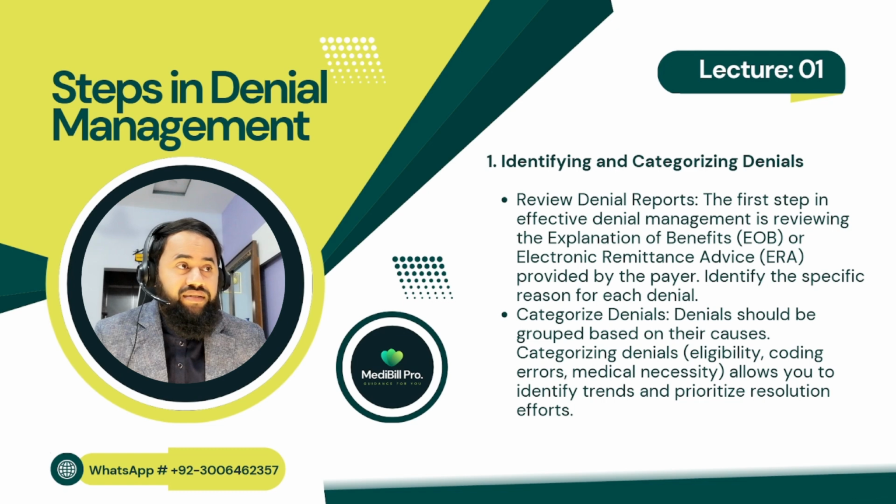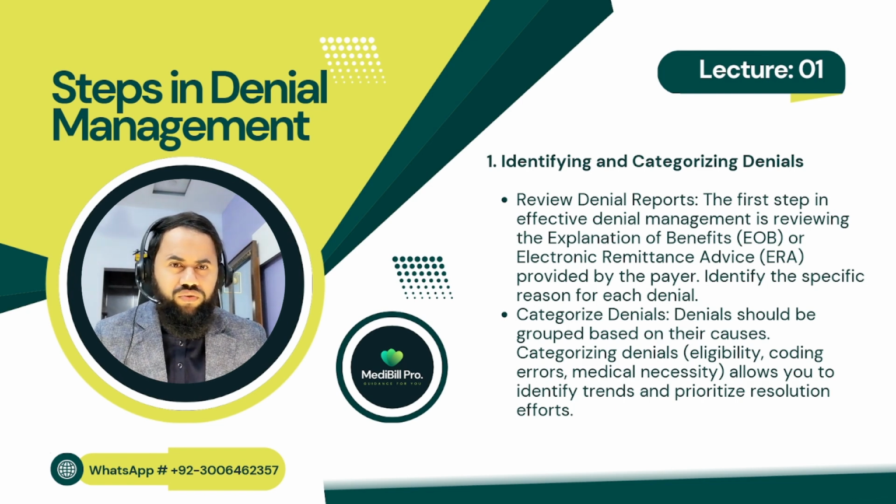The electronic remittance advice provided by the payer identifies the specific reason for each denial. There could be a duplicate denial reason, a timely filing reason, or any other kind of reason as well. The next step is to categorize denials. Denials should be grouped based on their causes. Categorizing denials as eligibility, coding errors, or medical necessity allows you to identify trends and prioritize resolution efforts.